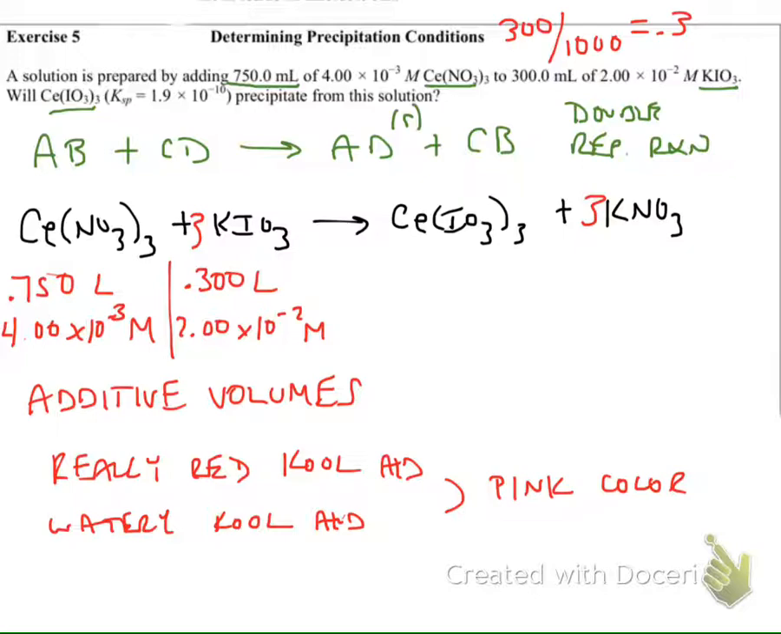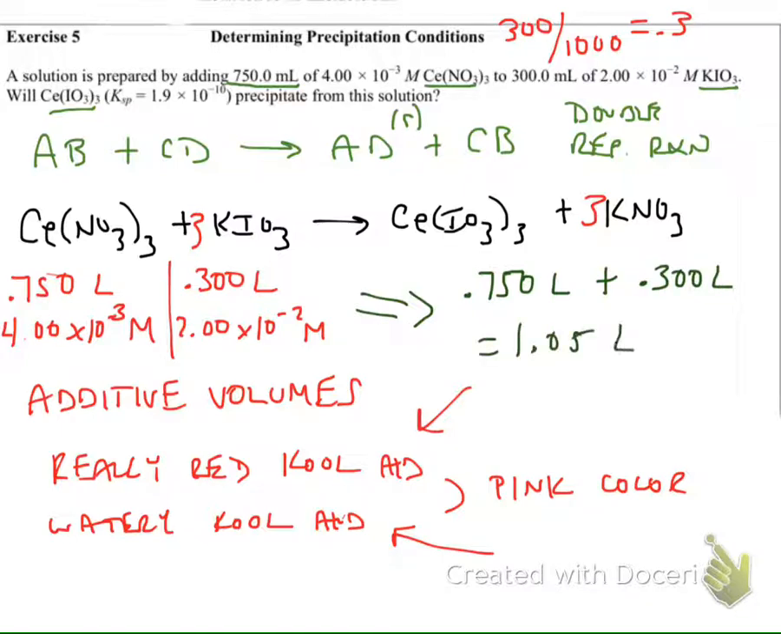We count all the water from both of them. There's not a lot of water in this first one. There is a lot of water in the second one, but the amount of water still makes a difference. So if I want to think of this solution having additive volumes, I just want to add them up. So this is going to be 0.750 liters plus 0.300 liters, and that's going to be 1.05 liters as my volume. And so this idea is going to be important here, because I'm going to want to get a molarity using this value, and I'll show you that on the next page.